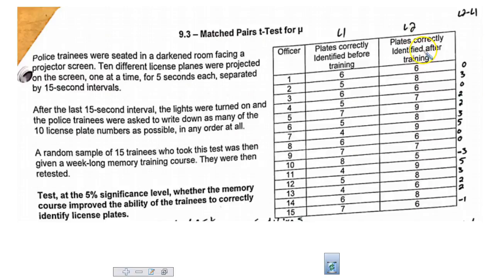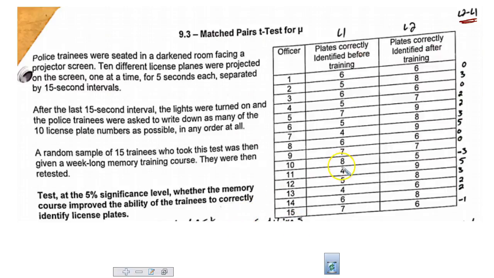Whenever you are doing this one sample technique for matched pairs, you always use the difference between the two treatments. So in this case, I'm going to subtract L2 minus L1 because a positive number is going to show growth. It's going to show that they did better after the training, and that's kind of what we want to know. So I took every single one of these outcomes for each officer after and subtracted the one before, and I put that in another list.